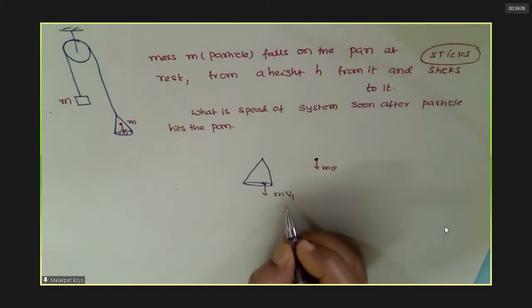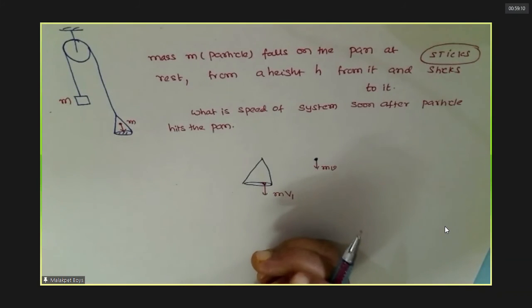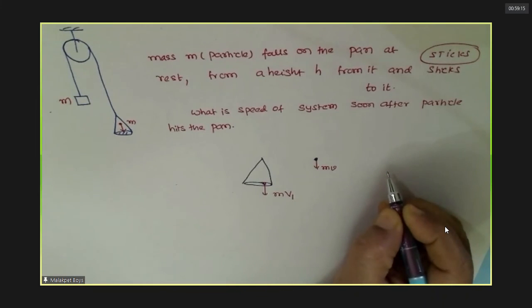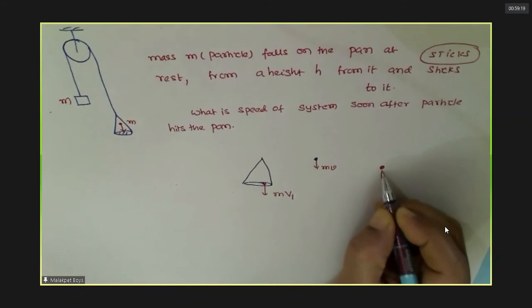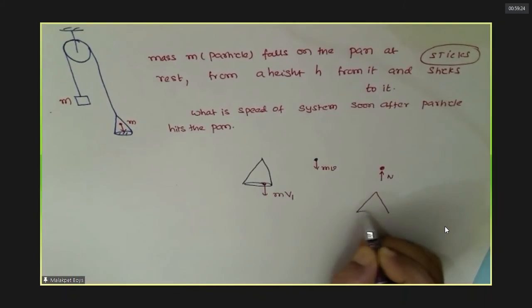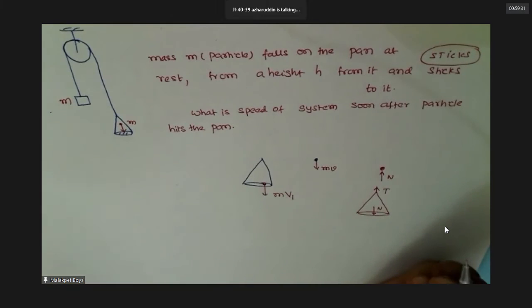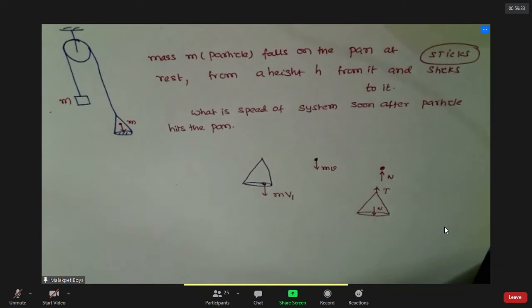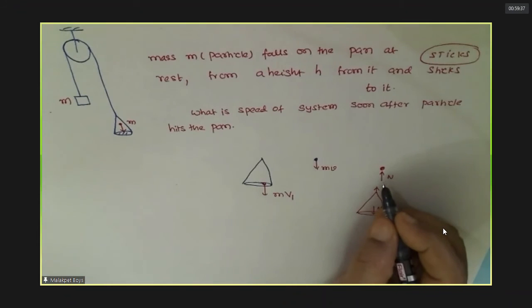Any doubt till here? Here you can see on the particle there is a normal reaction, no? And on the pan also there is a normal reaction, no? And also there is a tension on the pan. The string is there now. Any doubt till here? No doubt, sir. That means this is an impulse only, no?